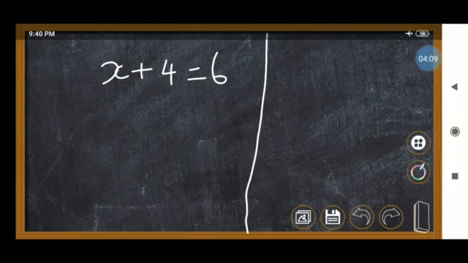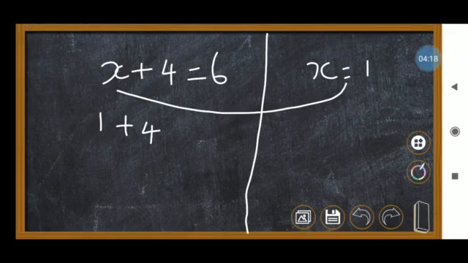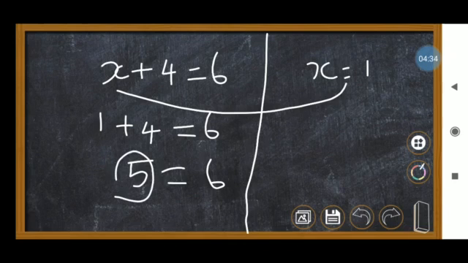x plus 4 should be equal to 6. First I will keep x equal to 1. For x equal to 1, 1 plus 4 equals 6? 1 plus 4, what's the value? 5. So 5 equal to 6? How to identify equality? The left hand side value should be the same as the right hand side value. Is 5 equal to 6 possible? No way. That means 5 is not equal to 6.